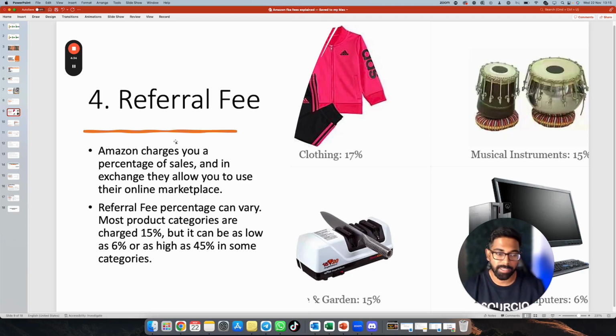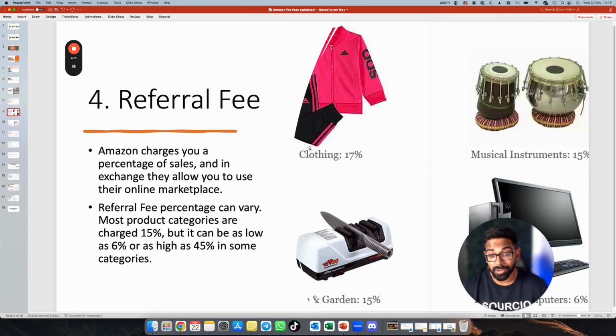Next is referral fees. Referral fees is basically a charge. Amazon will charge you a percentage from the sale because you're using the marketplace. Amazon has a total of 300 million Prime users, which means you are getting the advantage of 300 million users using Amazon.